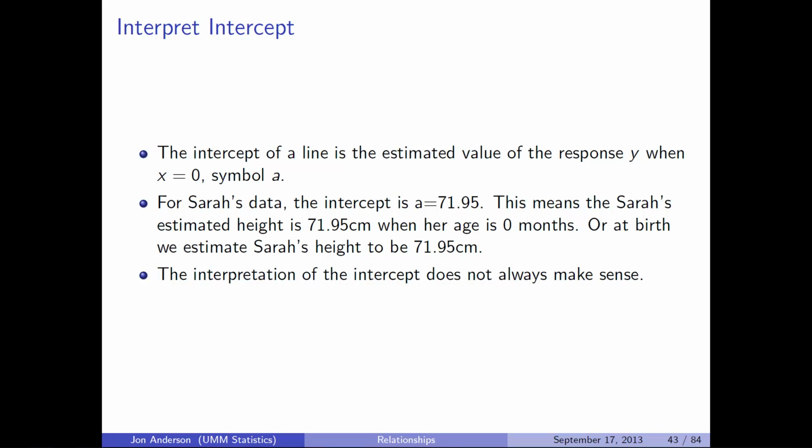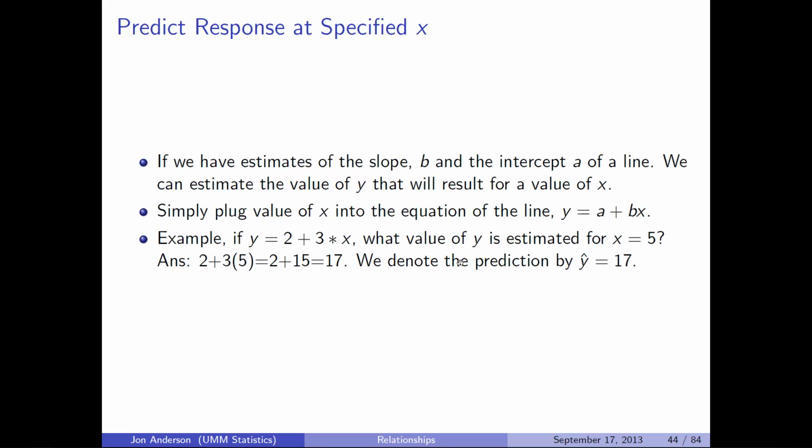Again, a y-intercept is what we project the y response value to be when the predictor is 0. In the Sarah data example, the predictor variable age being 0 means essentially at birth, and we would estimate Sarah's height at birth to be 71.95 centimeters, and that's the interpretation.